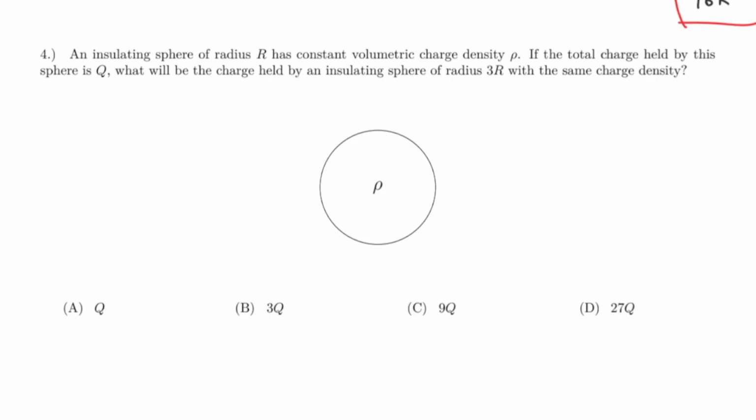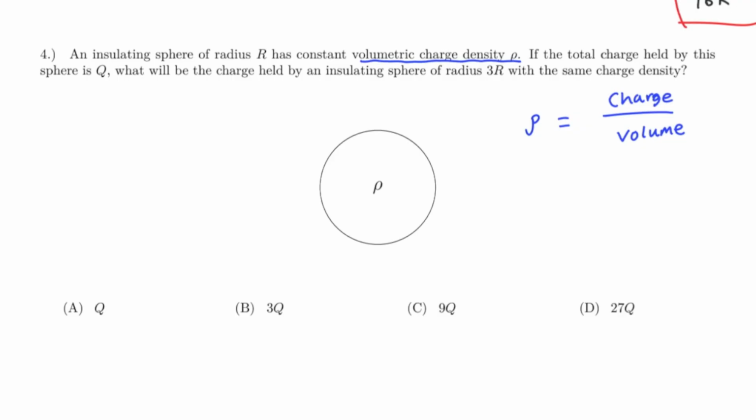Insulating sphere of radius r has constant volume charge density rho. So there are 3 charge densities we have to be familiar with. And this is rho, which is charge per volume. And if the total charge held by this sphere is q, what charge would be held by a sphere of triple the radius that has the same rho?